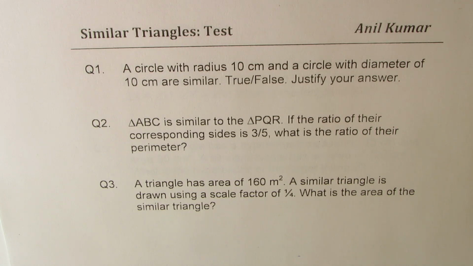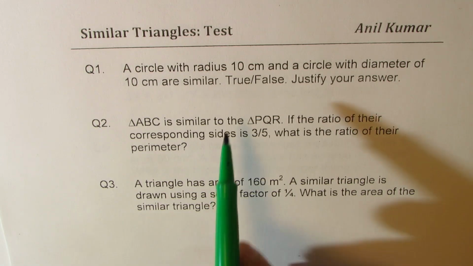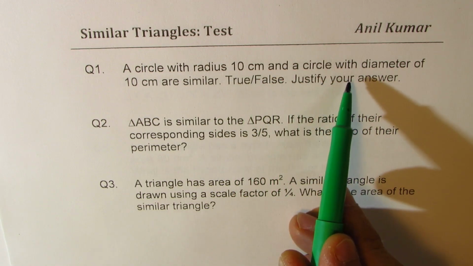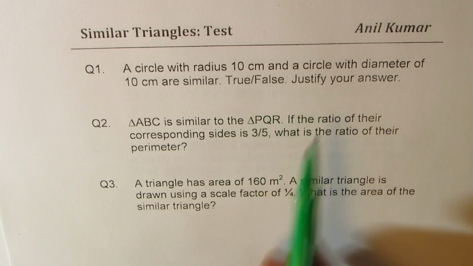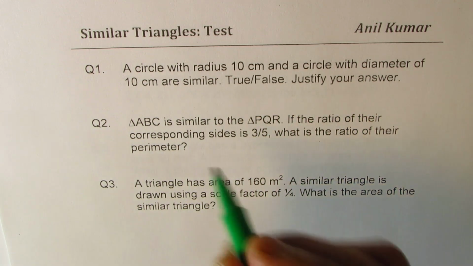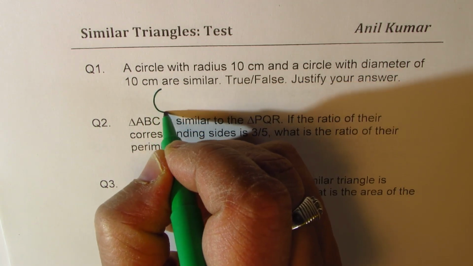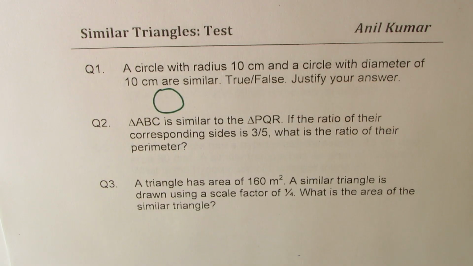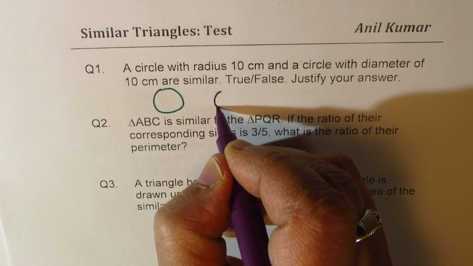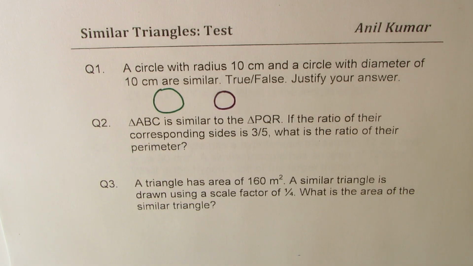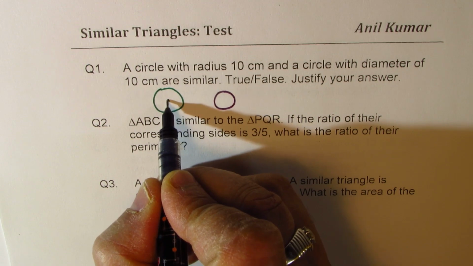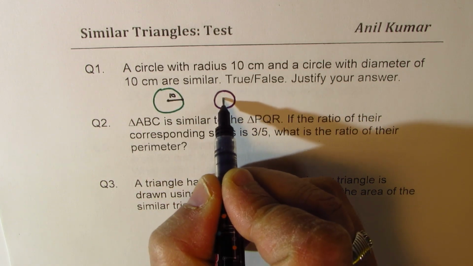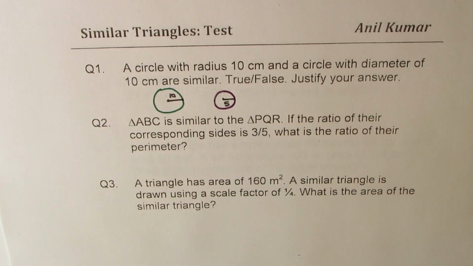Here is question number 1. A circle with radius 10 centimeter and a circle with diameter of 10 centimeter are similar. True or false? Justify your answer. So we have two circles. One seems to be bigger than the other. What you notice here is that the radius of the bigger circle is 10 and that of the smaller circle is 5. The question is, are they similar or not?